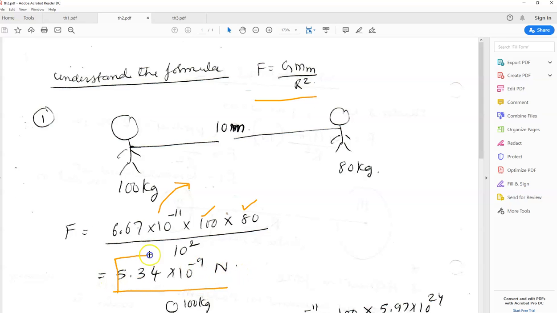If you compare this force, it is so small, and I don't think this force has much effect on the humans. The reason why you're getting such a very small force is just because of the value of the gravitational constant, which is 10 to the power minus 11.